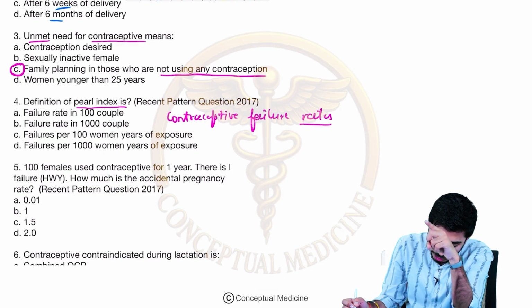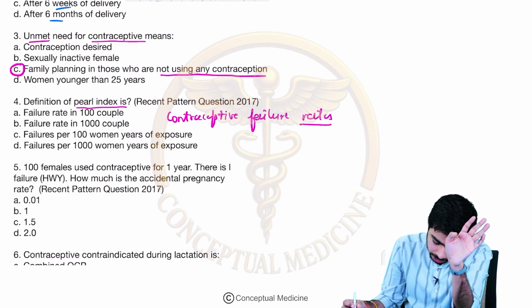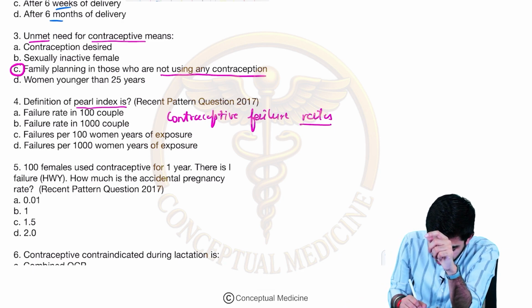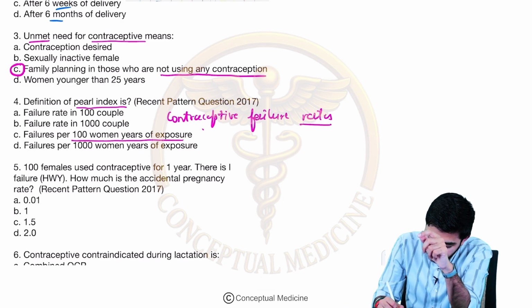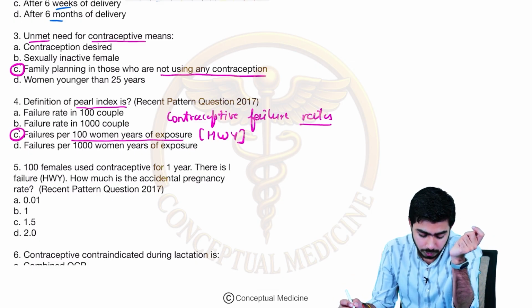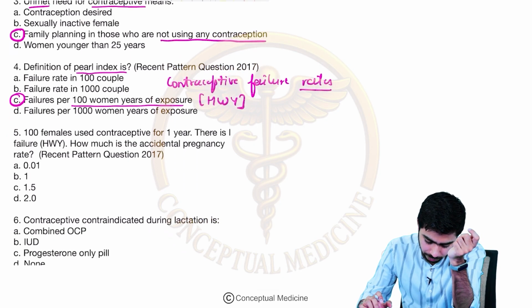So over here the first and second options should be ruled out straight away, and the third and fourth options are left. Failures per 100 or 1000? Failures per 100 women years of exposure. So the C option should be the correct one. Okay, I hope you have answered that very well.